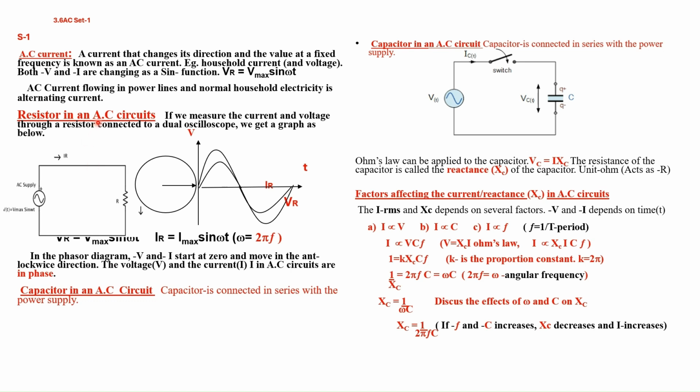So the idea of AC again is alternating the current when you have an AC power supply connected with a resistance, or a capacitance, inductor, and other components. So that is the idea of AC current. So we are going to look at a resistor in an AC circuit.